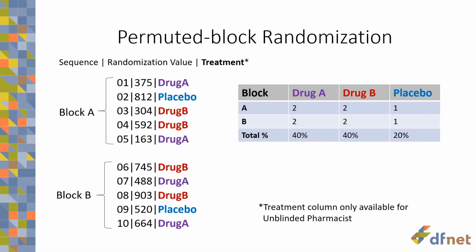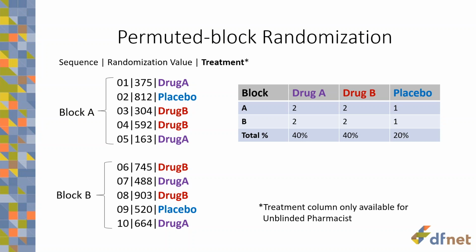The method that we use is Permuted-block Randomization. This means that when we generate these randomization lists, we do it in chunks, or blocks, of randomization. For example, over here, this is blocks of 5 subjects, and within each block of 5 subjects, 2 of them get drug A, 2 of them get drug B, and the 5th person gets a placebo.